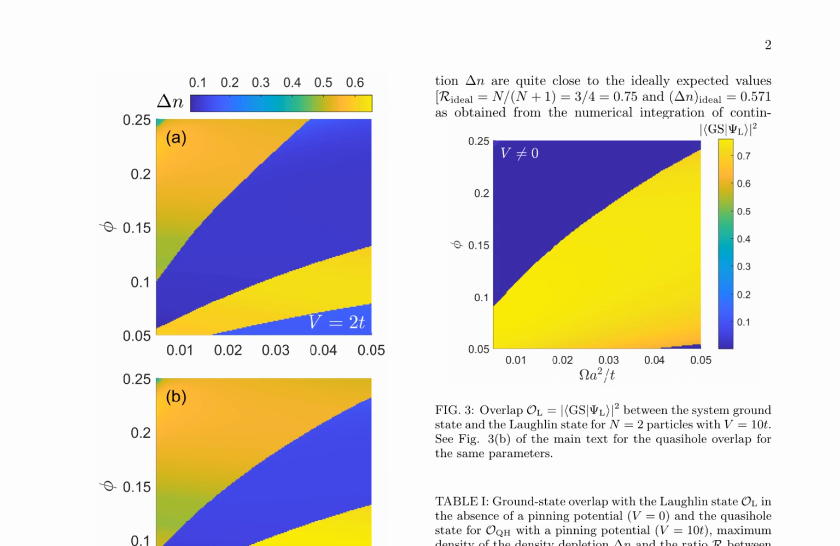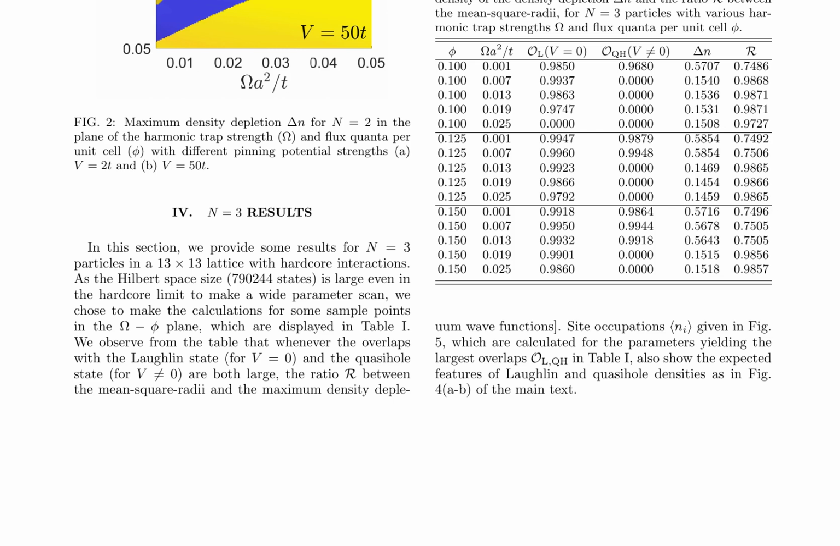For n equals 3 particles, calculations are performed for select points in the off-plane, as shown in Table I. The table includes the overlap OL between the system ground state and the Laughlin state, the overlap OQH with the quasihole state, the maximum density depletion delta n, and the ratio R between the mean square radii. The authors observe that when the overlaps with the Laughlin state and the quasihole state are both large, the ratio R is close to the ideally expected value R ideal equals n over n plus 1, equals 3 divided by 4 equals 0.75, and the maximum density depletion delta n approaches the ideal value, delta n ideal equals 0.571.